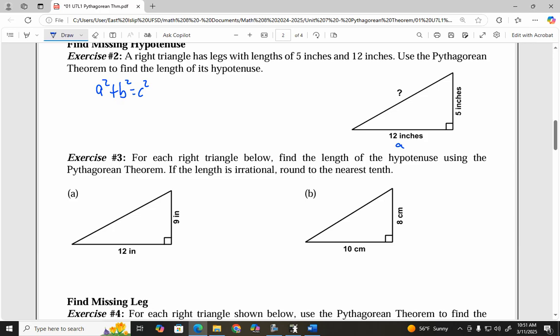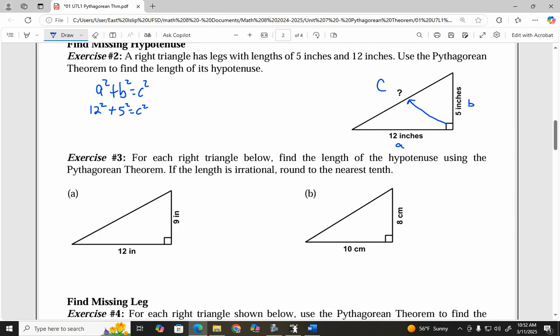Now, the a and the b actually don't matter which is A and which is B. I could have made the 5 the A and the 12 the B, but the hypotenuse is always across from the right angle. So you could always draw an arrow across from the right angle and you'll find side C. So I'll write 12 squared plus 5 squared equals C squared.